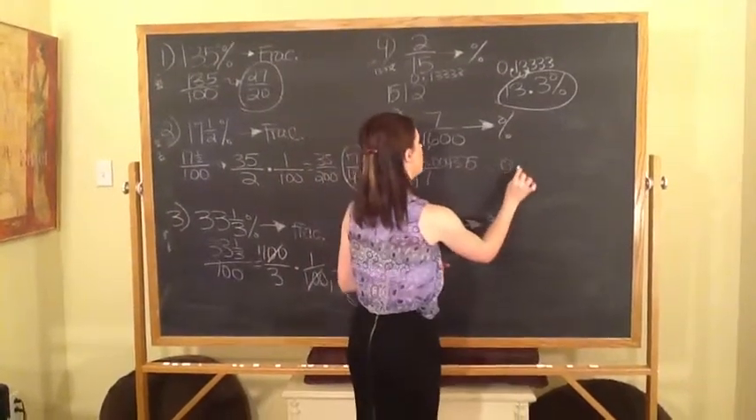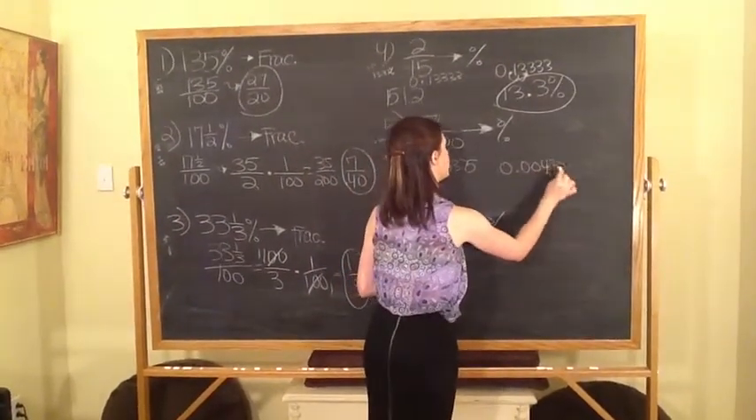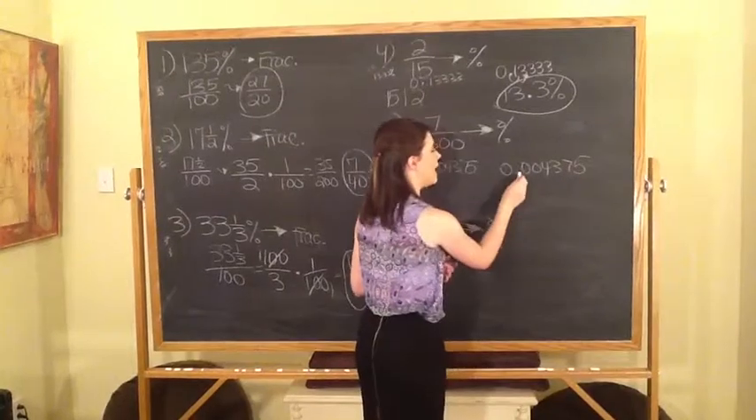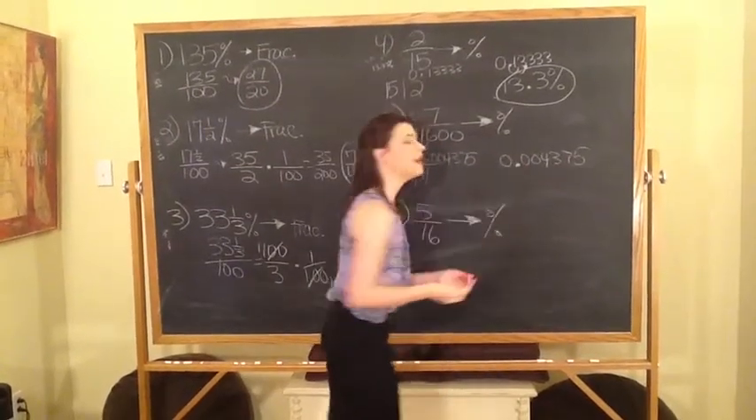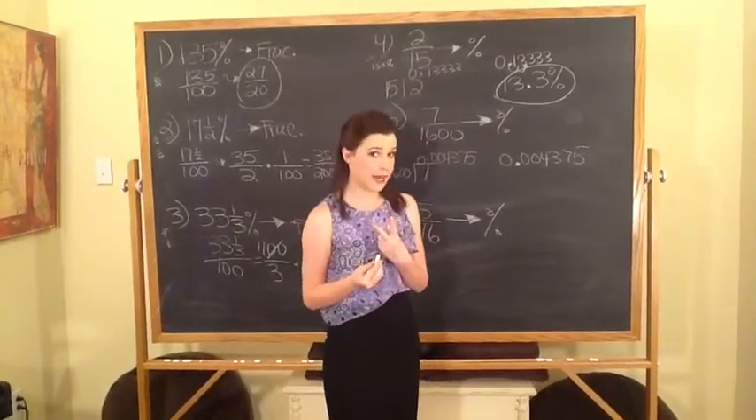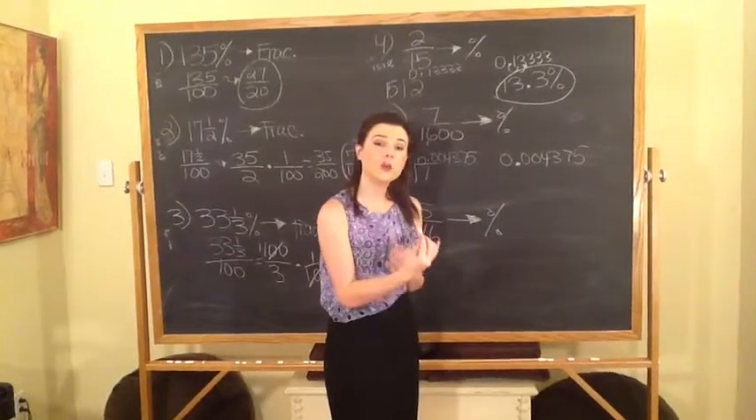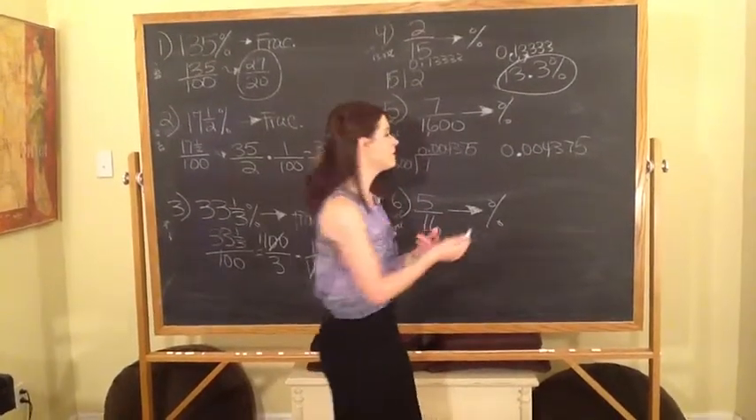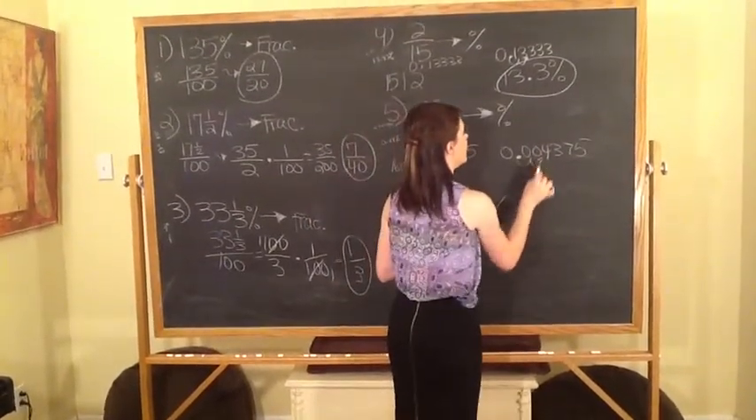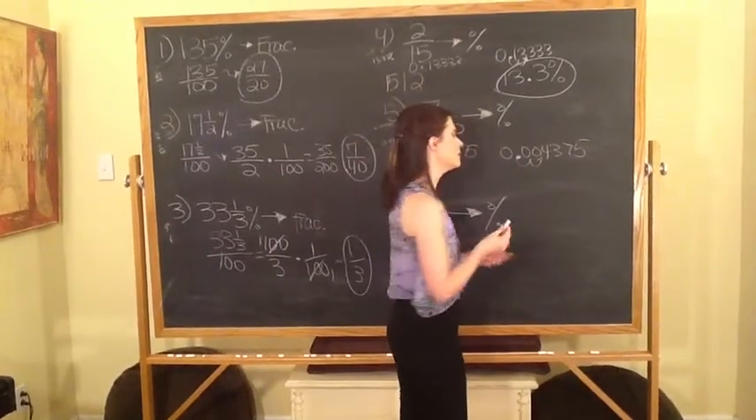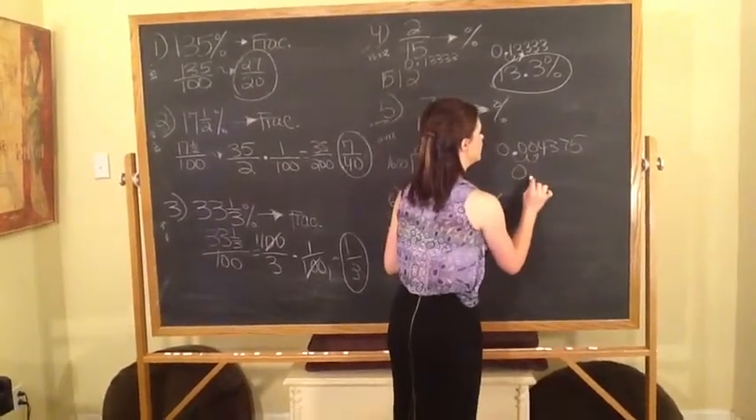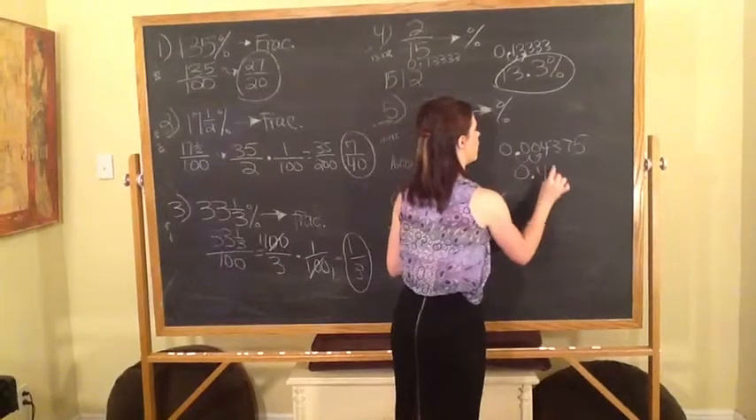So I have 0.004375, and I'm going to move my decimal now. I move it 2 places all the time, 2 places to the right towards the percent sign since I want it to be a percent. I move it 2 places, and do not be alarmed, it's okay if you have decimals as percents. So I'm going to just round it, so 0.4%.